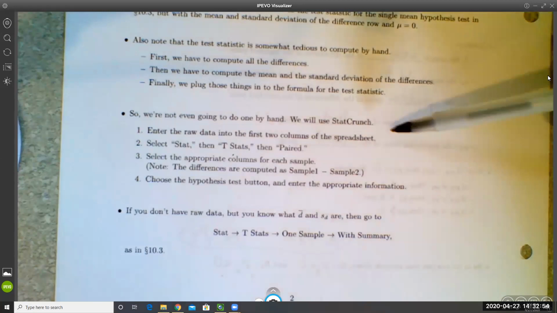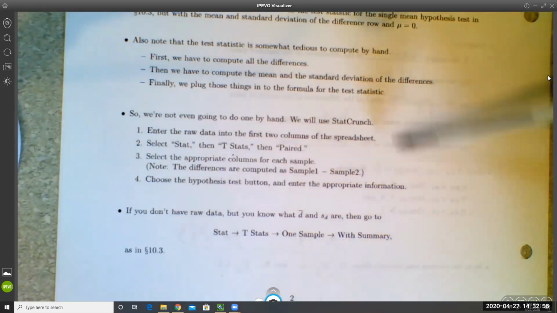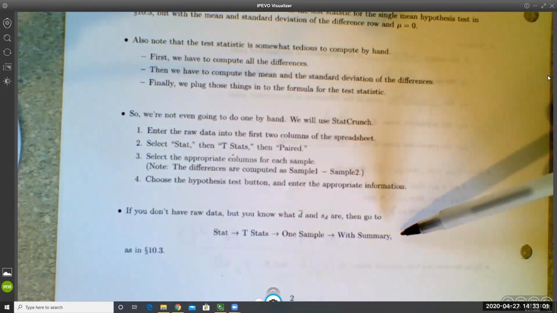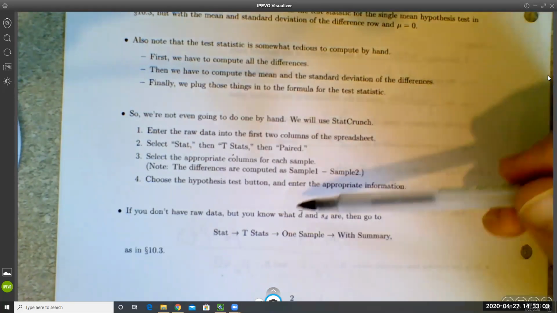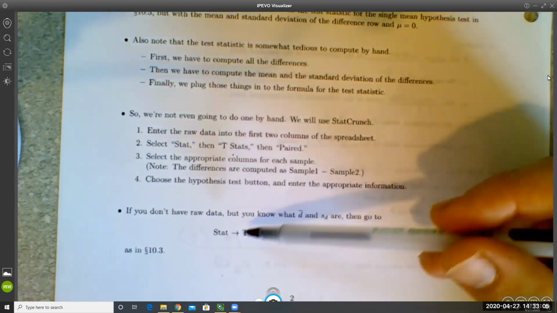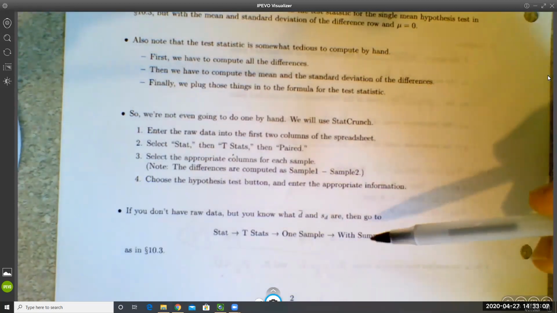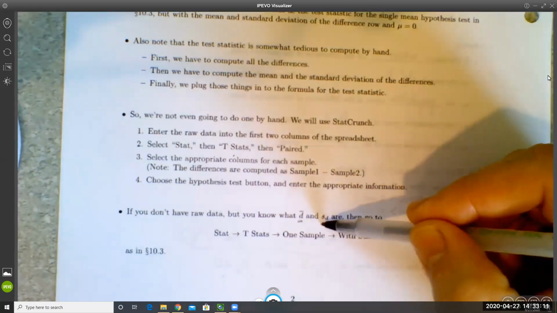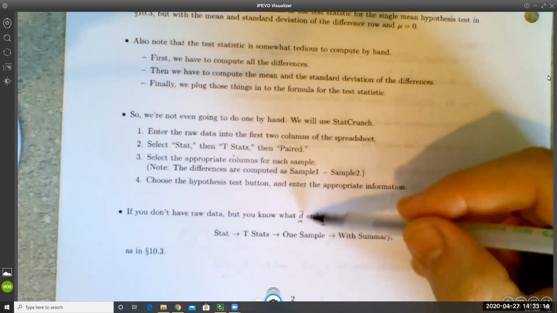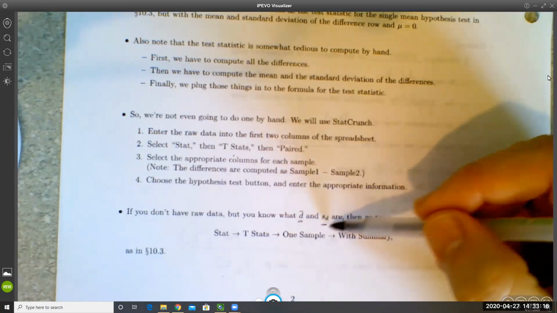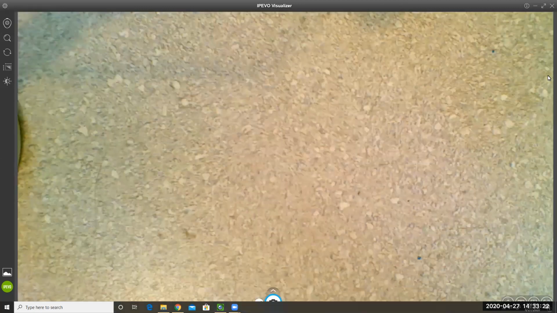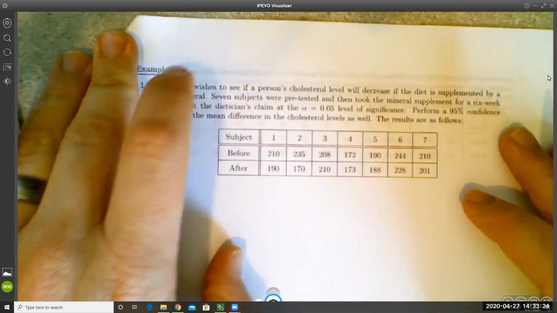Okay, so if you're given the raw data, go to Stat, T Stats, Paired. If you're not given the raw data, go to Stat, T Stats, One Sample with Summary. They're going to prompt you for the mean and standard deviation. The values you should enter in are d bar and s sub d, the sample mean for the differences and the standard deviation for the differences. We may go over an example like that together in these notes. I honestly can't remember, but let's take a look at a couple examples anyway.